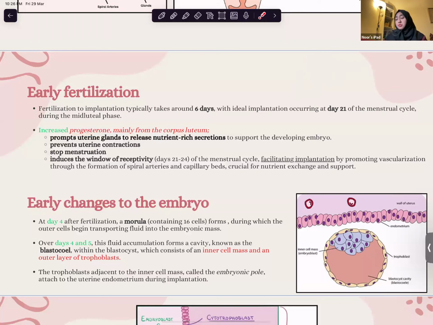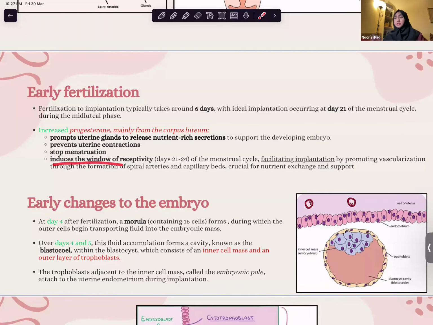What is its function? It prompts the uterine glands to release nutrient-rich secretions. It prevents uterine contractions. Remember, progesterone is very important to maintain the state of pregnancy. It also tries to keep the endometrium calm. That is why it prevents uterine contractions, because you don't want them during pregnancy. Uterine contractions would mean menstruation, but you want to keep the pregnancy, so there is a high level of progesterone. Also it stops menstruation, of course, because now there has been conception.